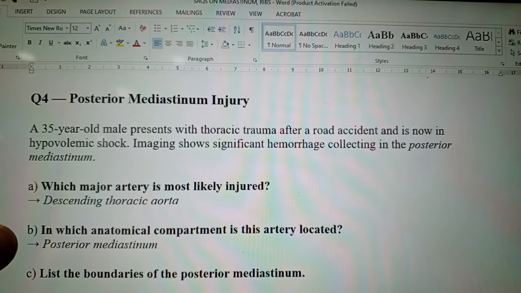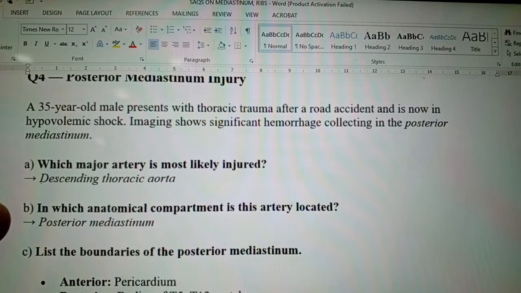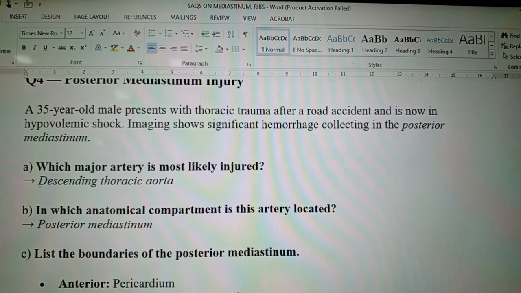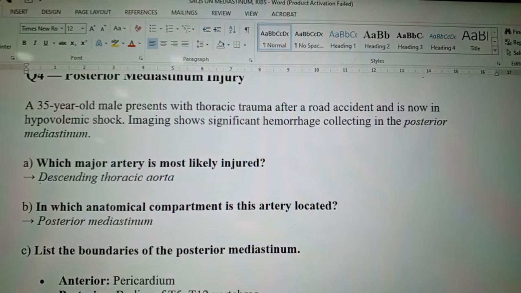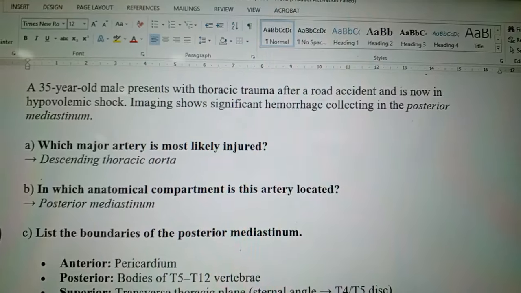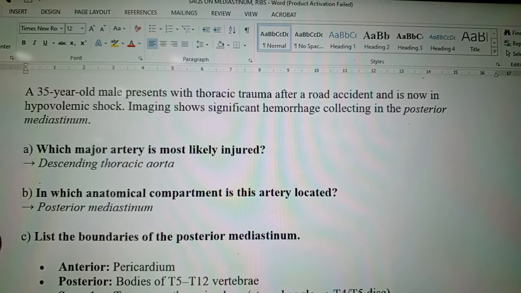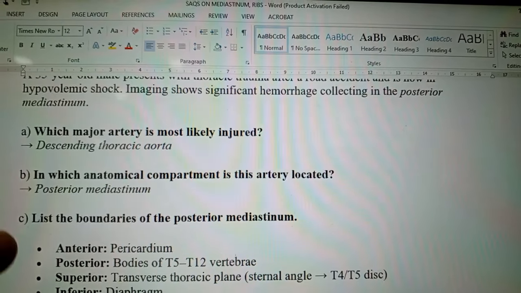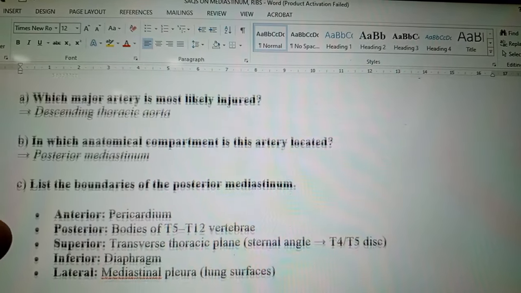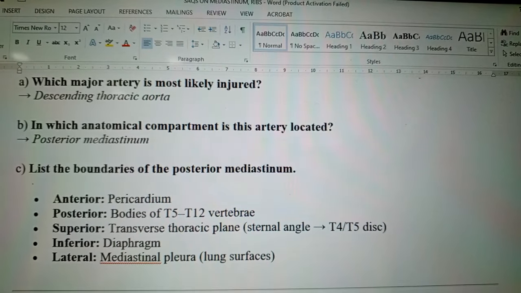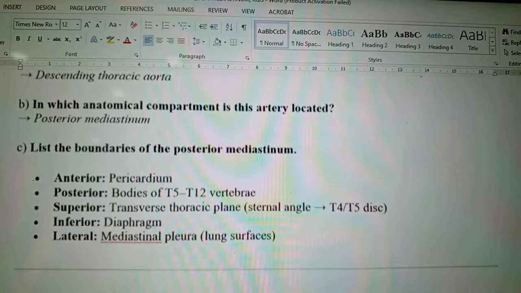Question number 4 is: a 35-year-old male presents with thoracic trauma after a road traffic accident and is now in hypovolemic shock. Imaging shows a significant hemorrhage collecting in the posterior mediastinum. Which major artery is most likely injured? Descending thoracic aorta. In which compartment is this artery located? It is present in the posterior mediastinum.